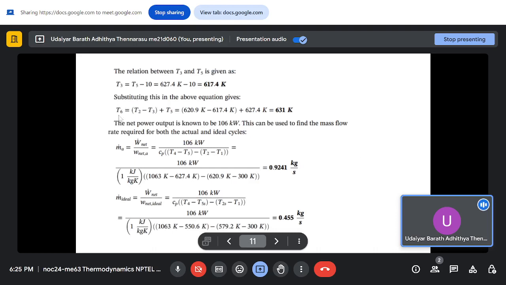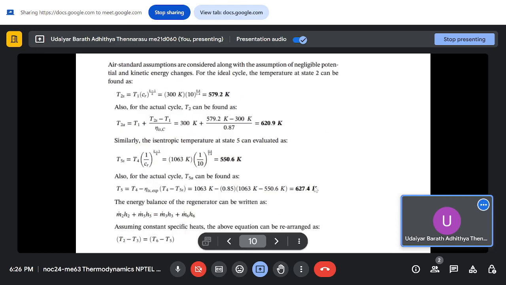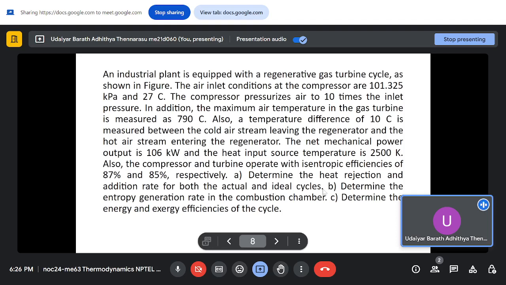So that we can find out using the energy balance of the regenerator, which will come out to be 631 Kelvin. So now we know all temperatures at each point and pressures. Now we'll calculate first the mass of air which is circulating, because we need to find out how much heat we are adding and heat rejected. So in the problem they have given your net work output is 106 kilowatts.